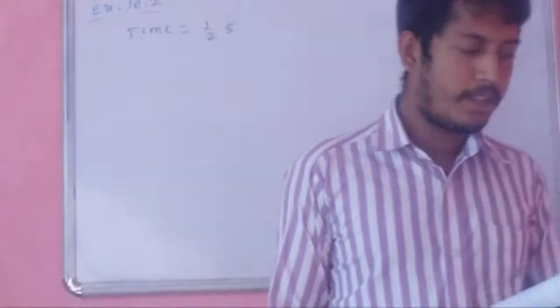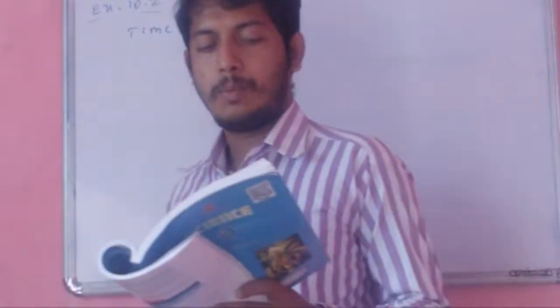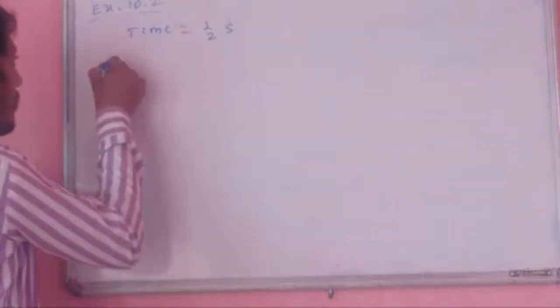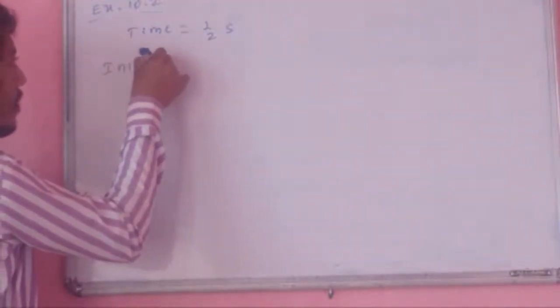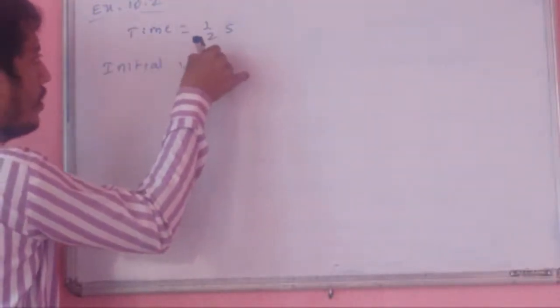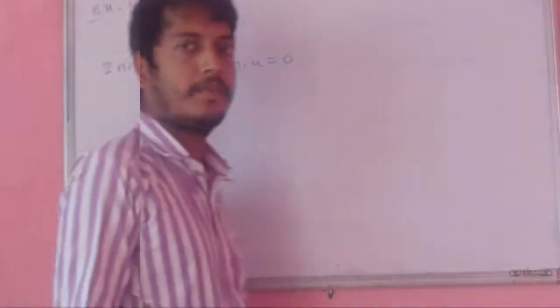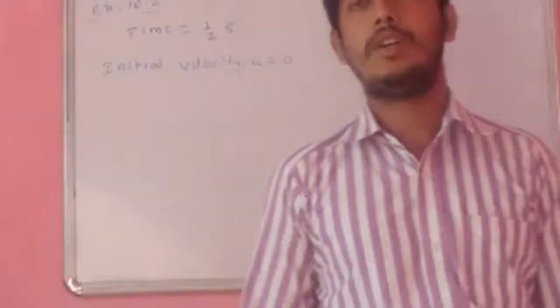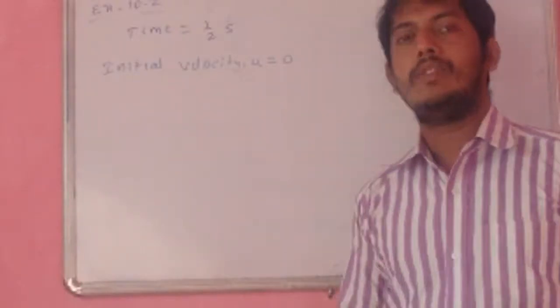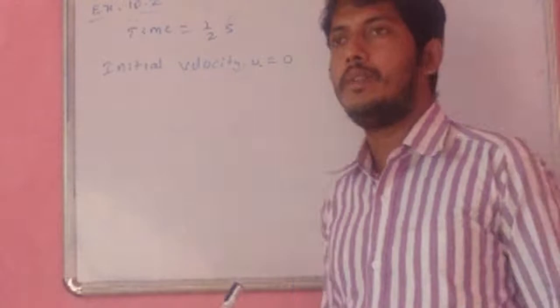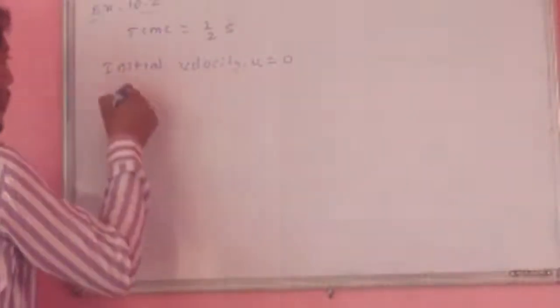Half a second. Then the car falls from a ledge. That means the initial velocity, u, equals 0. Then they give the acceleration due to gravity, that means they give the value of small g.